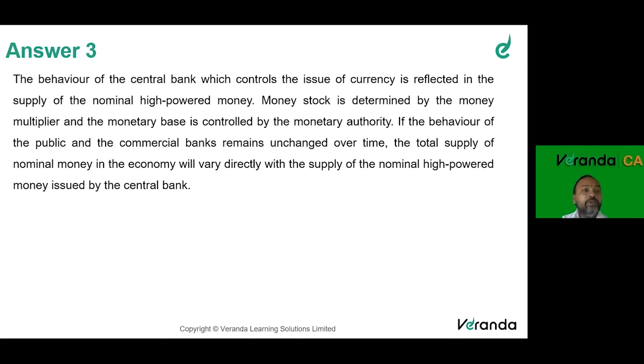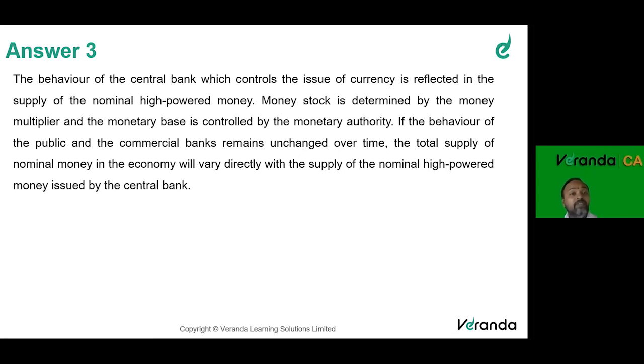The behavior of the central bank, which controls the issue of currency, is reflected in the supply of the nominal high-powered money. So what is this nominal high-powered money? Please note that any currency will have a demand provided there is a demand for that particular currency. For instance, if our money is appreciating against the dollar, it means that for a lesser number of Indian rupees, we are going to get more US dollars.